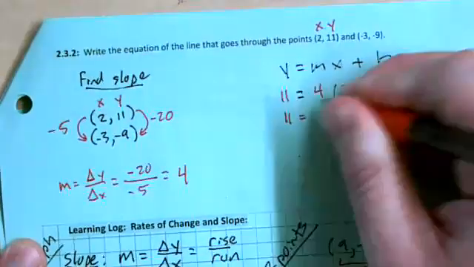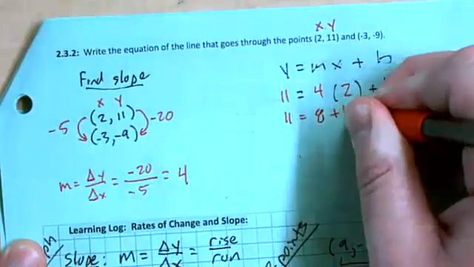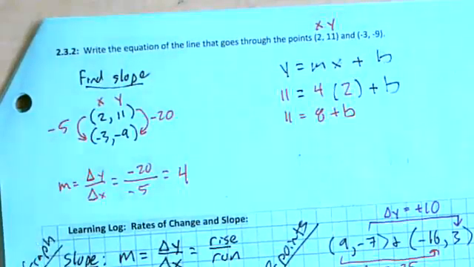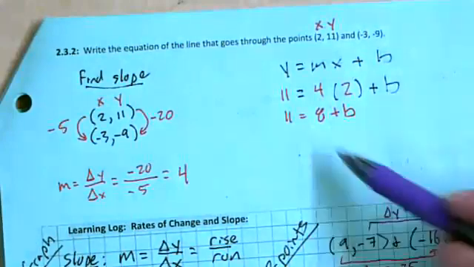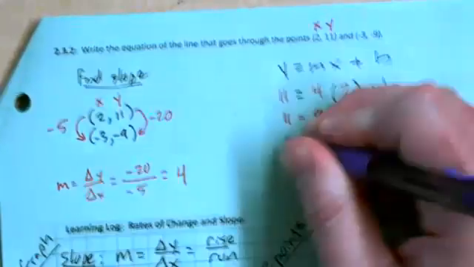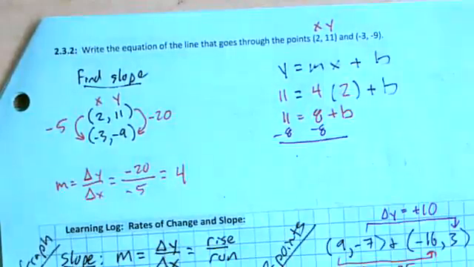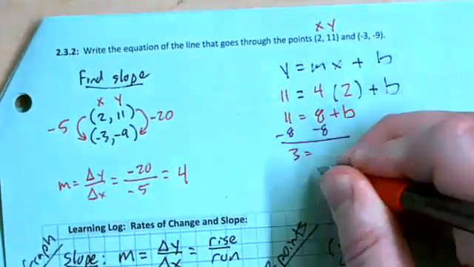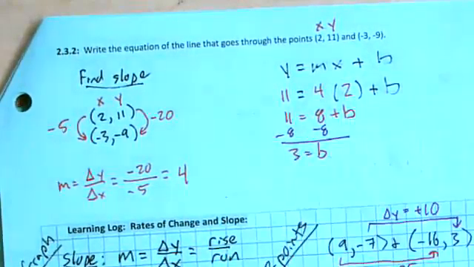11 equals 4 times 2 is 8. And we can do one quick step of algebra to get b by itself here. I want to get rid of this 8, so we'll go -8 on both sides. Gives us a 3 and a b. So we got b, we got m. We're ready to write our equation.